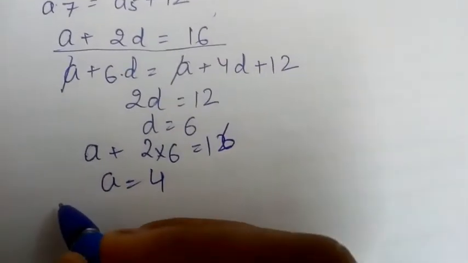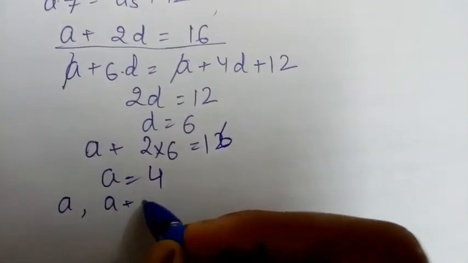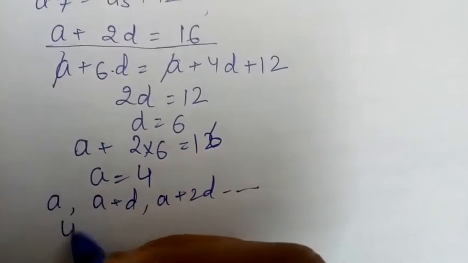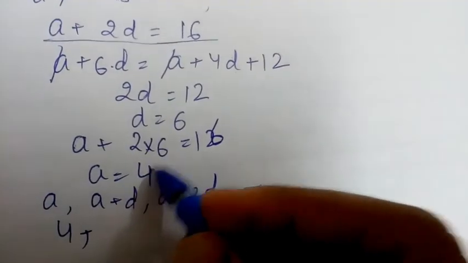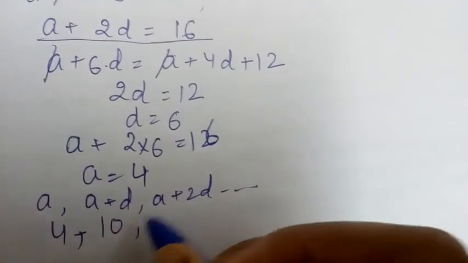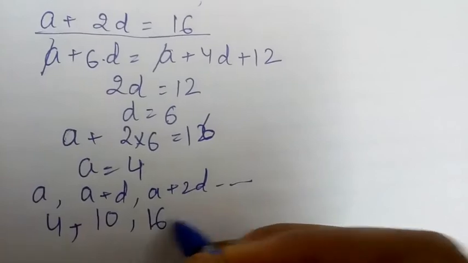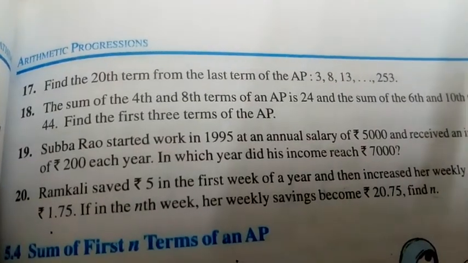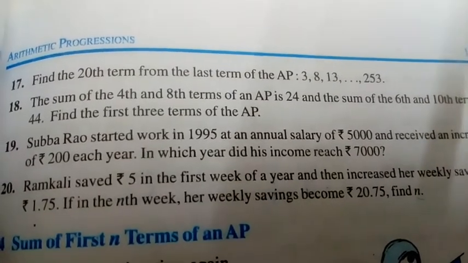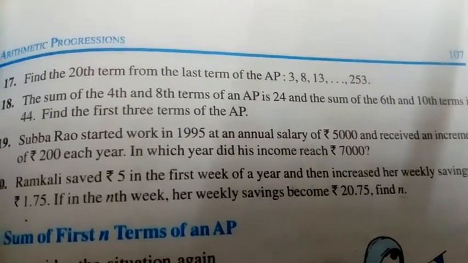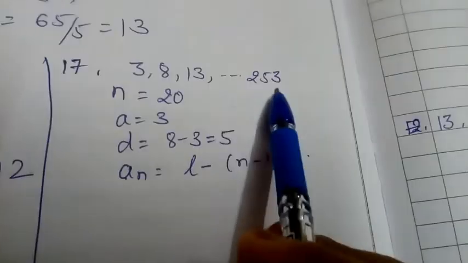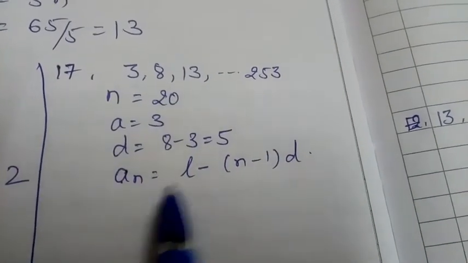Determine the AP. The AP is a, a plus d, a plus 2d, etc.: 4, 10, 16. This is the AP. Next question, question number 17. Find the 20th term from the last of 3, 8, 13, up to 253.